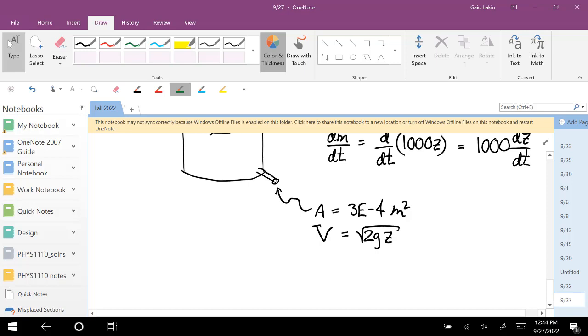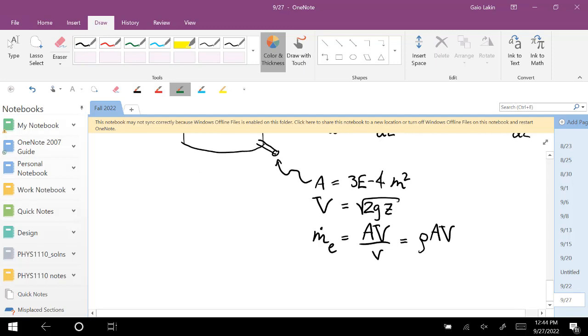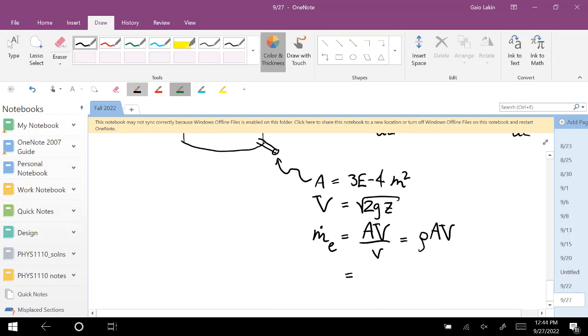And so you can figure out the mass flow rate that's exiting. We're used to that being A times the speed divided by the specific volume. That's the same thing as the density times the area times the speed. And so that's equal to that area times 1,000 times the square root of 2g, you end up with this being 1.329 z to the 1/2.